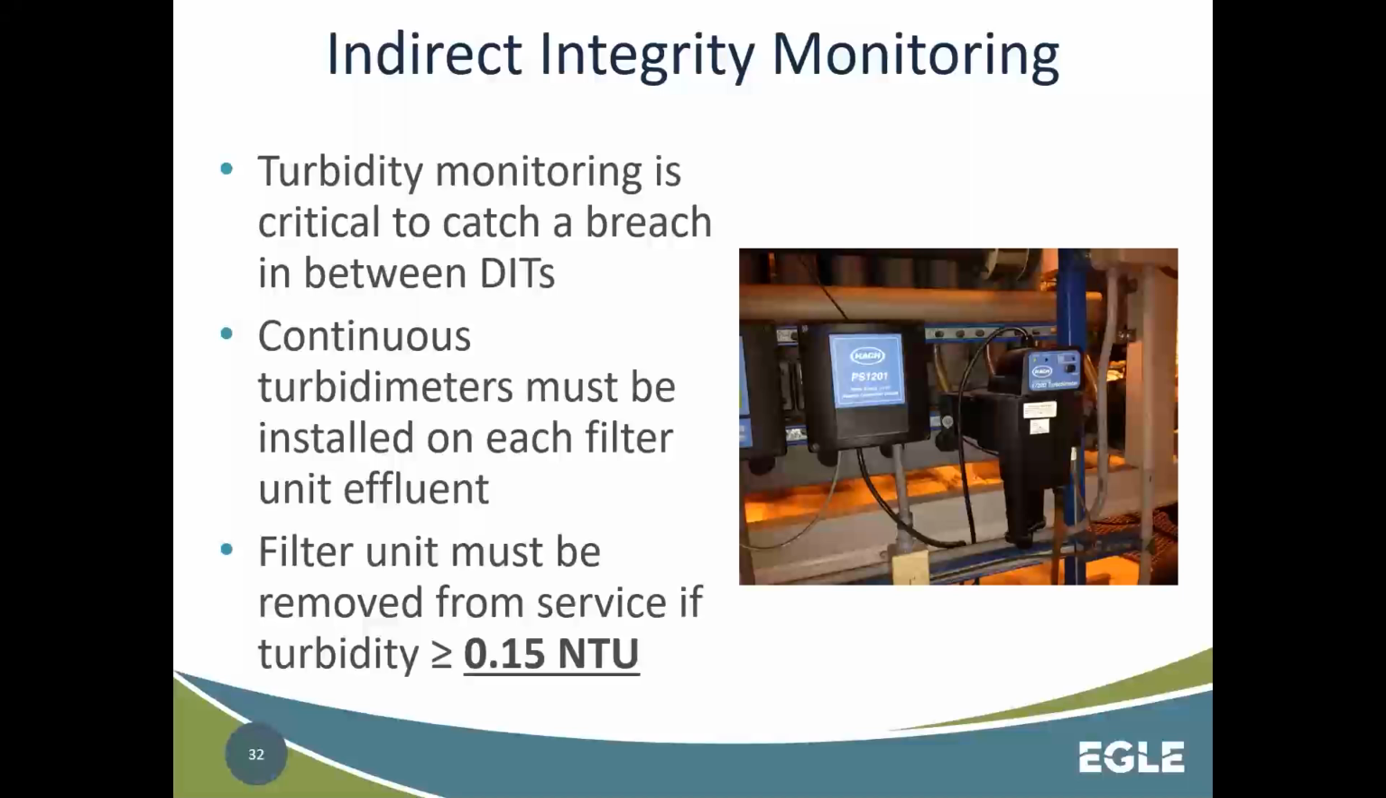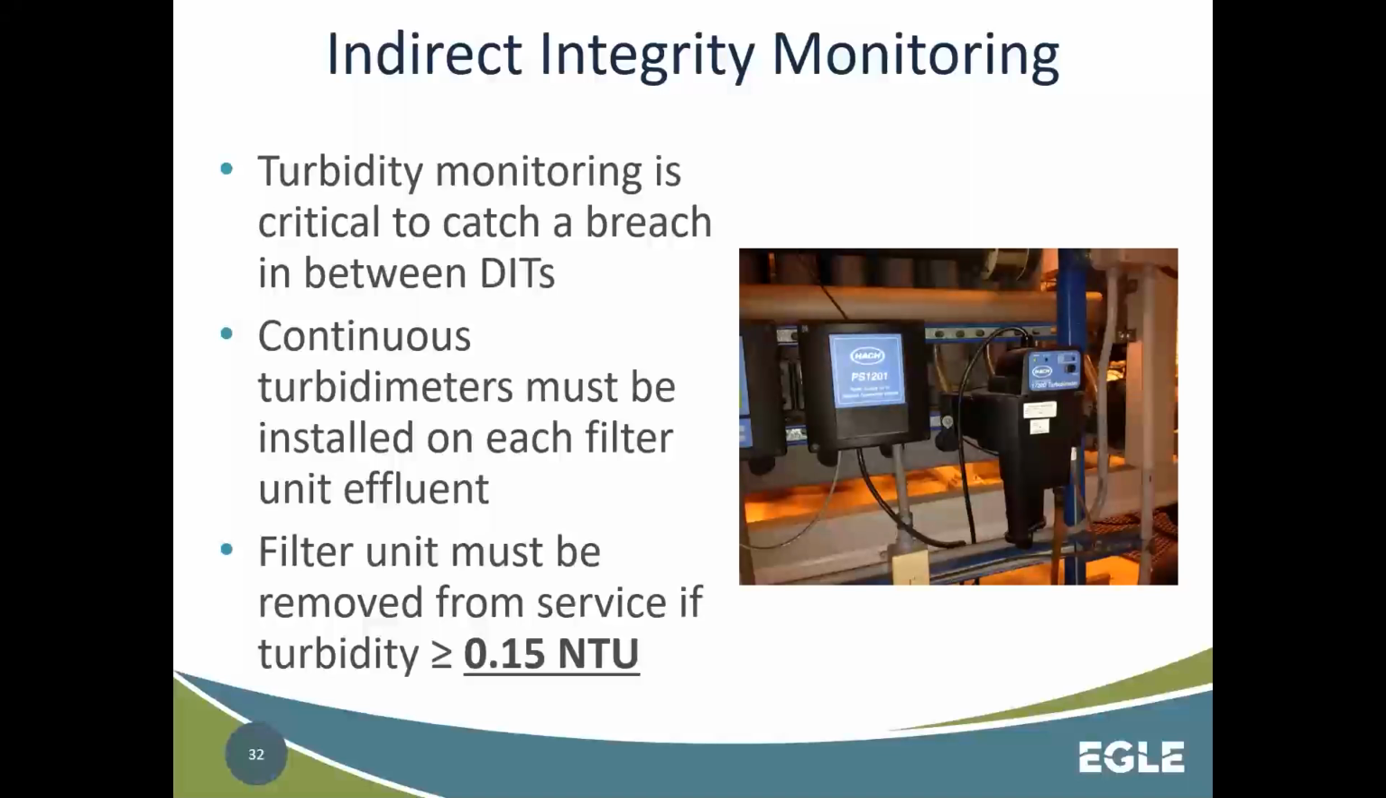Now compare that to a conventional filter. You might not take a conventional filter off. I would like to see it below 0.1 for a conventional filter, but some plants are not capable of doing that, and they might not pull it offline at 0.15 NTU. So yes, membrane filter plants are in a sense held to a higher standard.